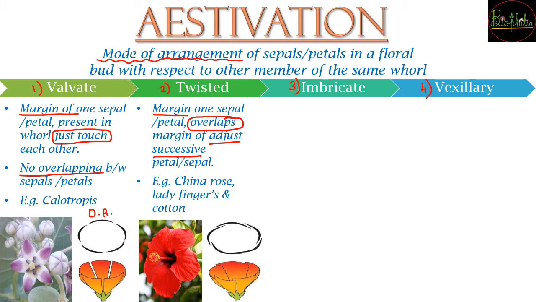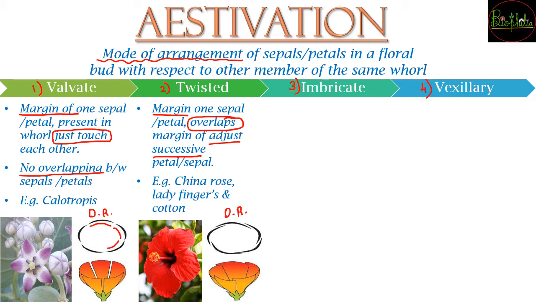That you can find in the case of China rose यानी hibiscus में मिलेगा, आपको lady finger या cotton के flowers में भी मिल सकता है. So generally you can see the hibiscus flower, you can get it very easily, and you can notice the twisted conditions of petals as well as sepals. So for diagrammatic representation, you can find this particular image to be helpful to represent it. So here also you can see आपने कैसे diagram बनाया है, you can see the difference between it. This is going to be just touching each other.